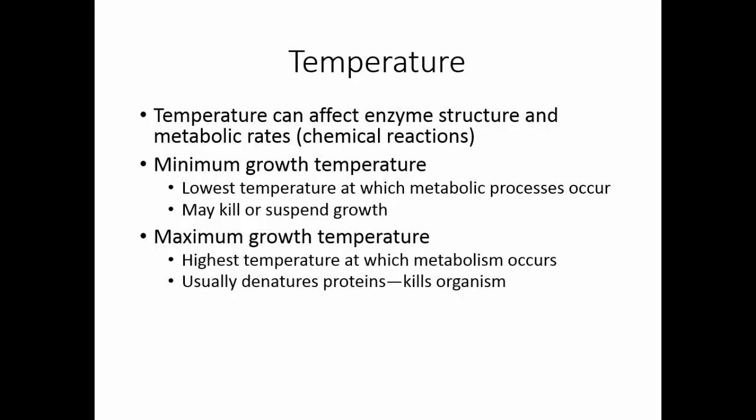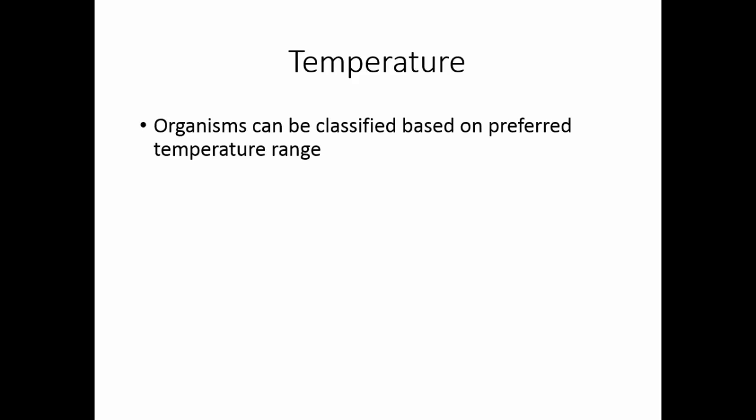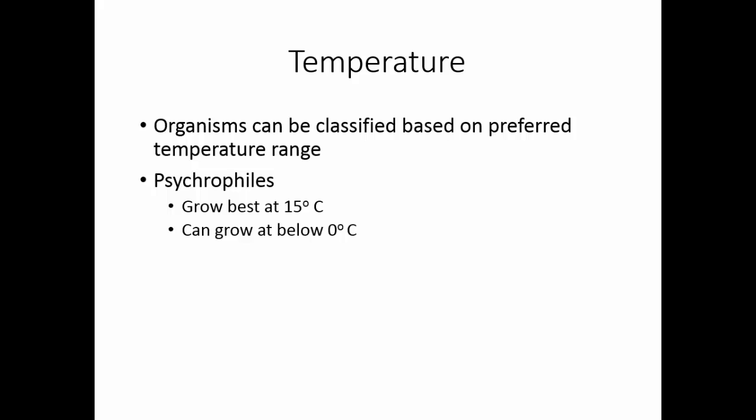The optimum temperature is that temperature at which the organism's metabolic processes will function at the highest rate. At the optimum temperature, we will see maximum growth of the organism. Organisms can be classified based on their preferred temperature range. Psychrophiles grow best at about 15 degrees centigrade. They can grow below 0 degrees centigrade, but usually die at temperatures above 20 degrees centigrade.